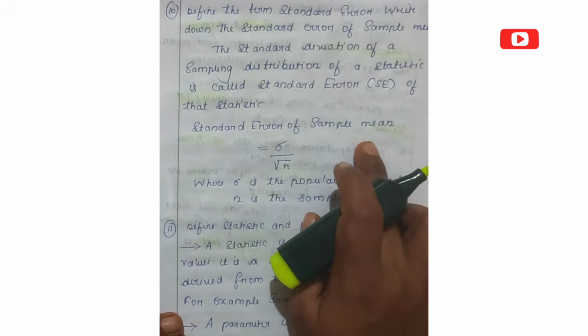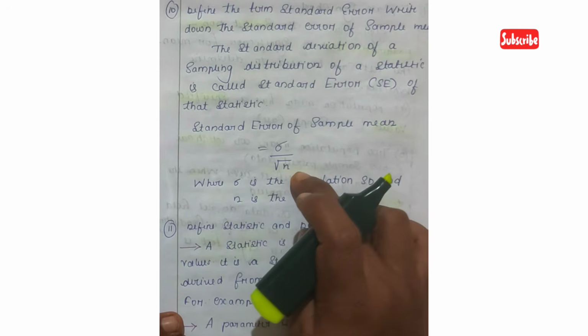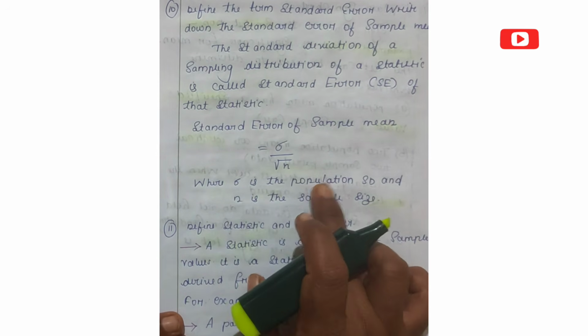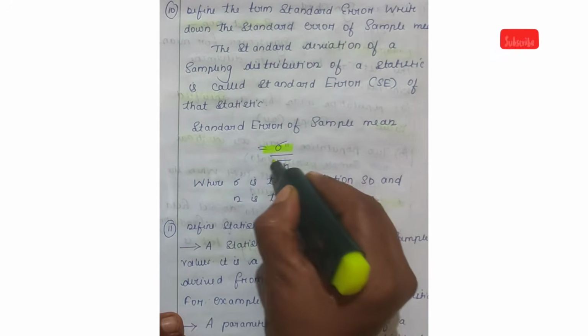Standard error of the sample mean is equal to standard deviation divided by root of n, where standard deviation, that is sigma, is the population standard deviation and n is the sample size. So this formula must be remembered.